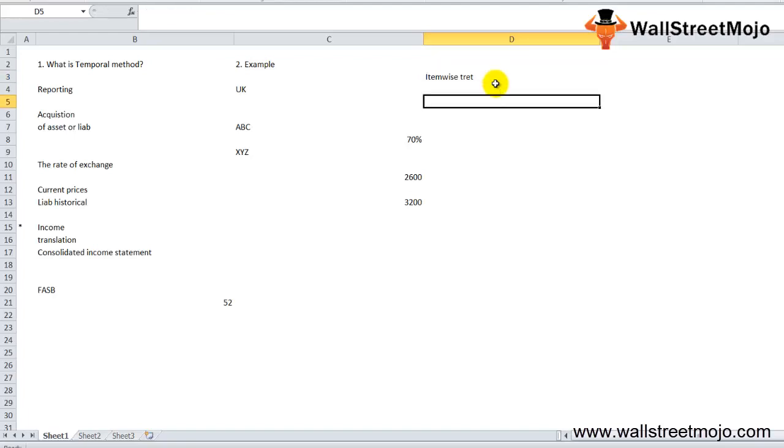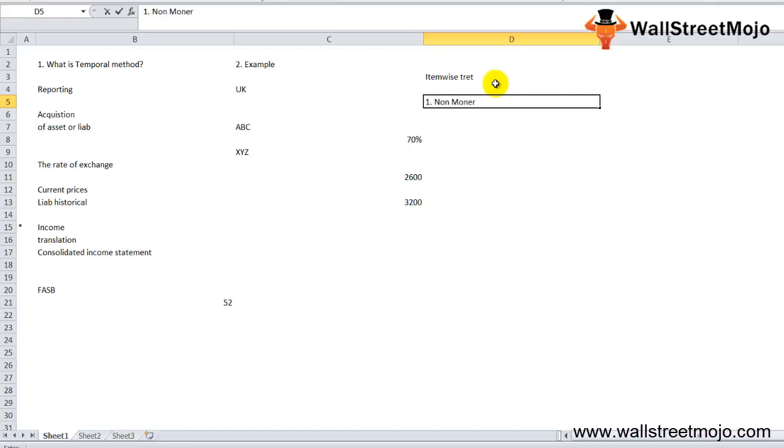under the temporal method. See, the conversion of different balance sheet items and non-balance sheet items under the temporal method for foreign currency translation includes some item-wise nuances. Now, the conversion is done on the basis of various exchange rates and rules for that particular item. So, some of them and the rules are as follows.